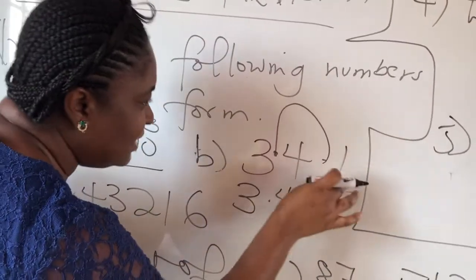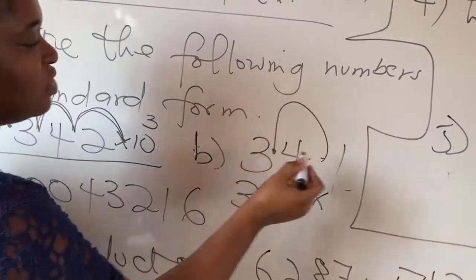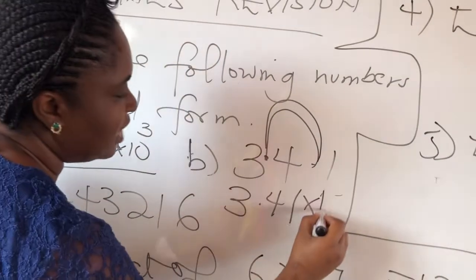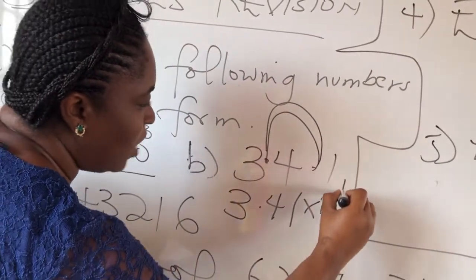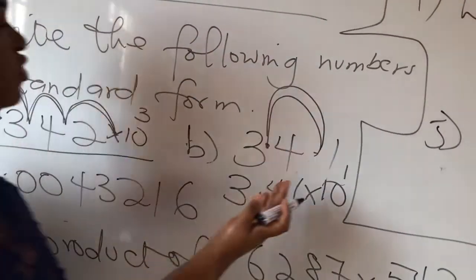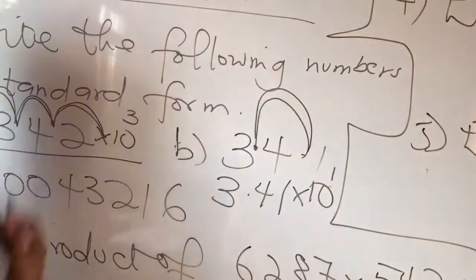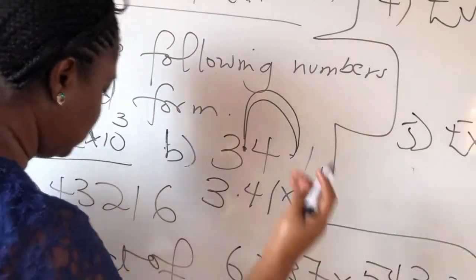3.41. Bring the 1 times, how many times did we move? We moved only once, times 10 raised to the power what? Positive 1. Why positive 1? Because we move from the right to the left. Please put these rules in your head.